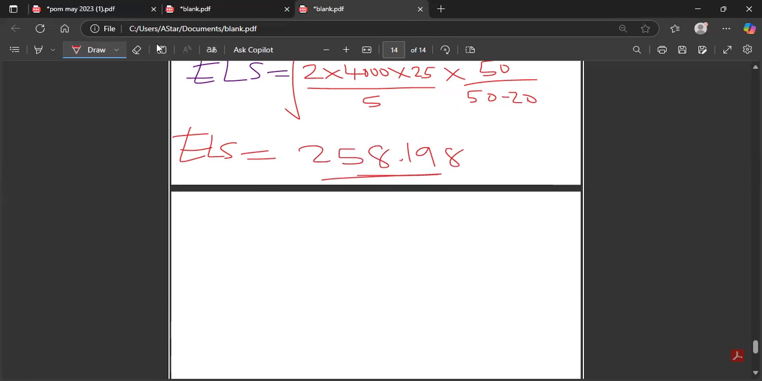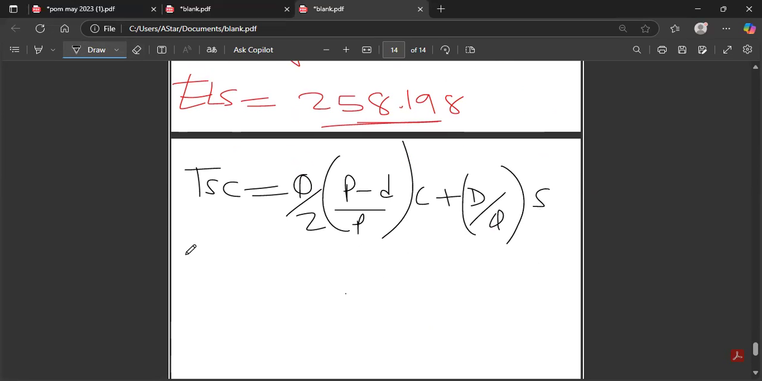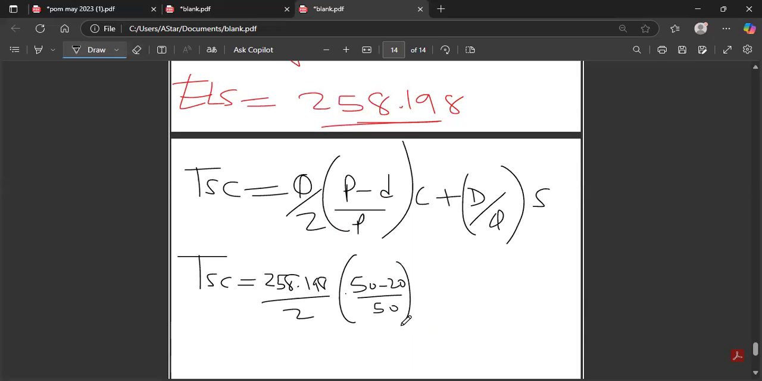Okay, so let us now find the total stocking cost at this level. Total stocking cost is Q over 2 times (P minus G) over P, plus C plus D over Q times S. Our total stocking cost will give us what? 258.198 over 2, then (50 minus 20) over 50 by 5, then plus 4,000 over 258.198, multiplied by 25.